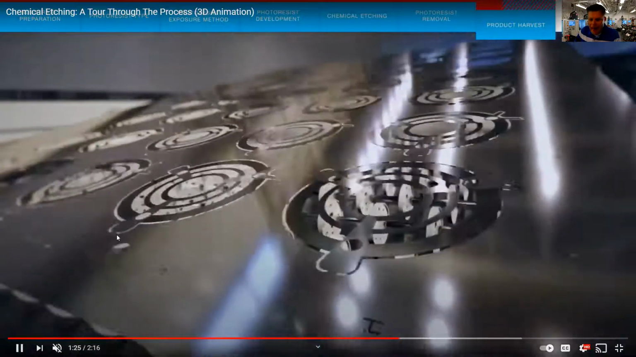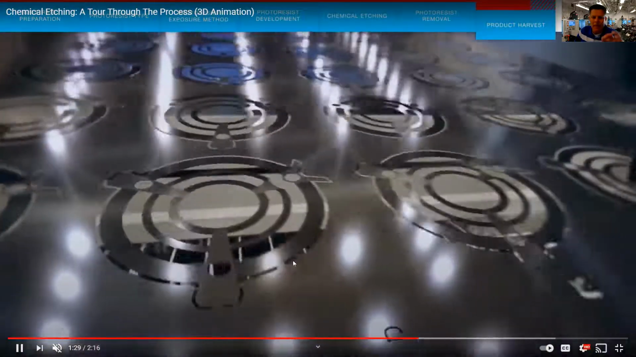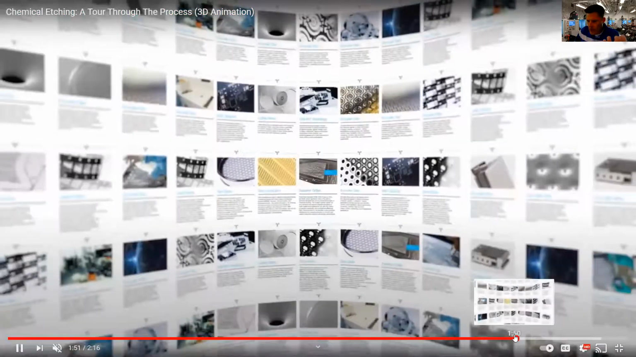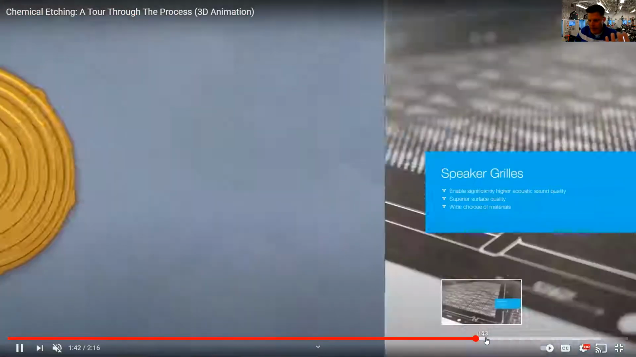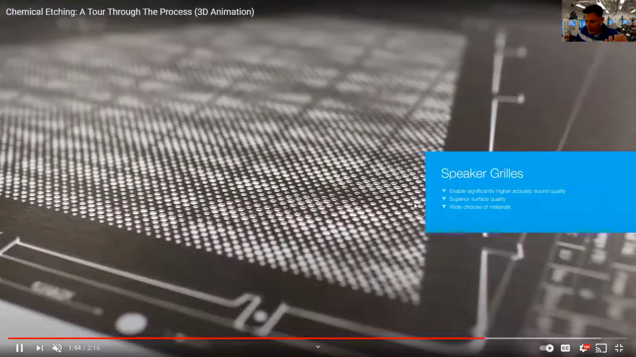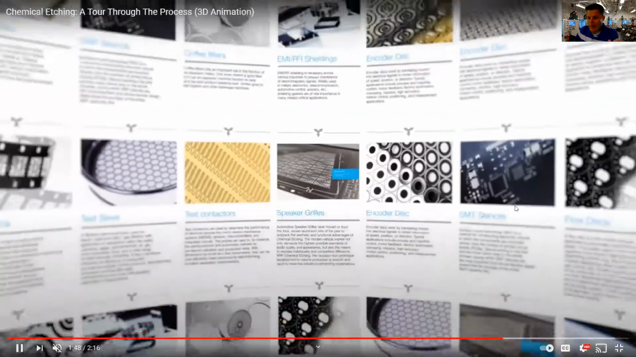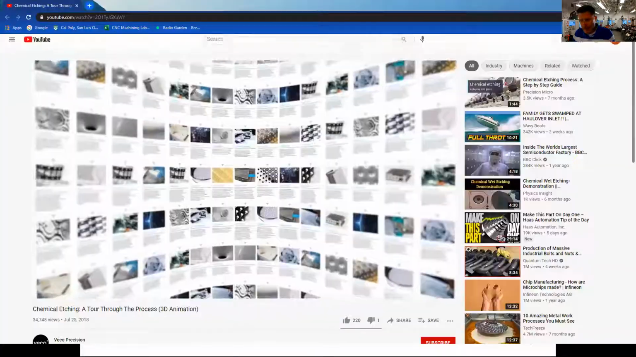You'll notice they have tabs on here, so the parts don't actually fall out. They'll have to break them off the tabs. Then they have their leftover parts afterwards. So there's all sorts of different parts that they make with that, if you look back here. Speaker grills, really high quality ones and so forth. So there are all different types of parts you can make with this chemical milling process.